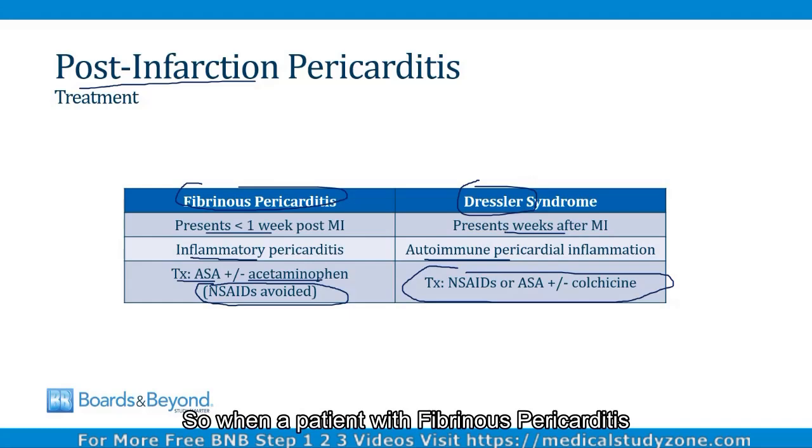So in a patient with fibrinous pericarditis, that patient should get aspirin for their MI, but they should not be given other NSAIDs because they can potentially be harmful.